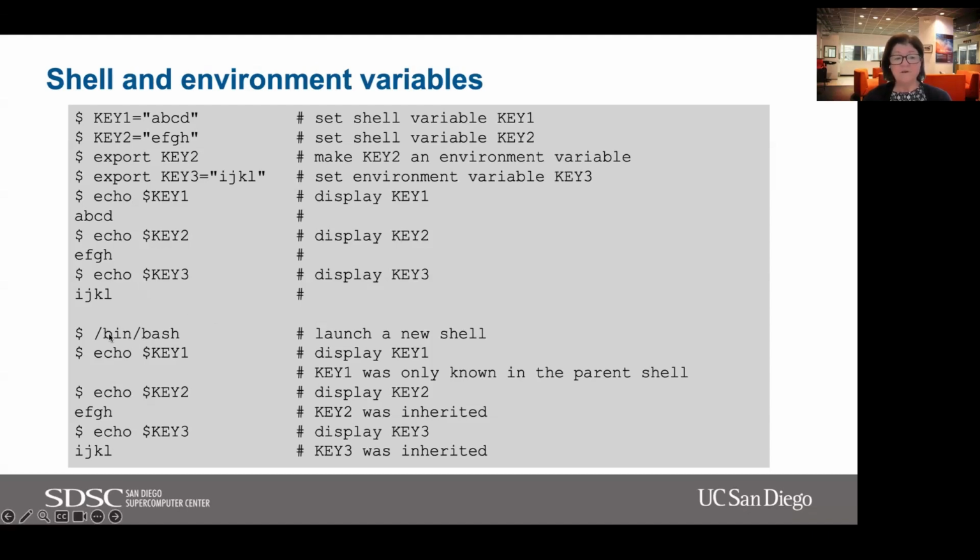And now I'm going to launch a new shell, /bin/bash. Echo $key1. It doesn't exist because it's just a shell variable, not an environment variable. But echo $key2, which was exported, is an environment variable. It was passed on to the new shell that I launched. And the same with $key3. So that's an example of how you're creating a variable that gets exported when you launch a different command. Now, if you were to go into bash and then launch another shell, these may not propagate. So you need to be careful how your variables propagate.